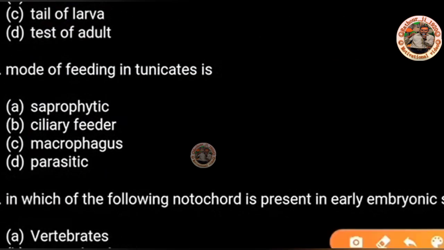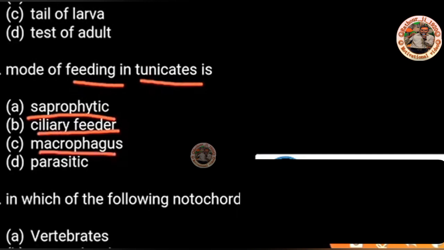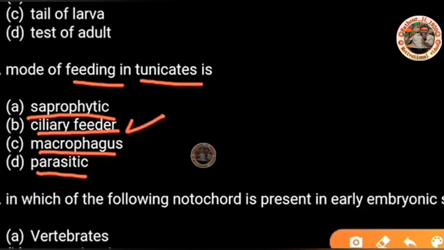Question 27. Mode of feeding in tunicates is saprophytic, ciliary feeder, macrophagous, or parasitic. So the correct answer is option B, ciliary feeder. Tunicates are present in subphylum Urochordata. Why are they called tunicates? Due to the presence of a leathery sheath, the tunic, which is made up of cellulose like tunicin protein. That's why they are known as tunicates. And their mode of feeding is ciliary feeding.